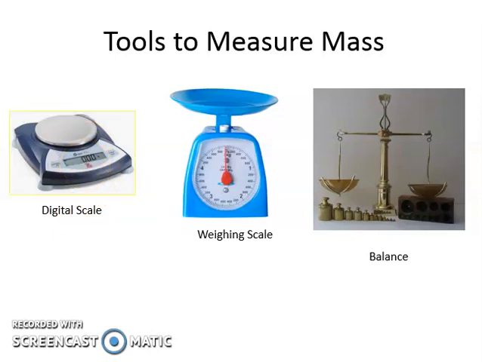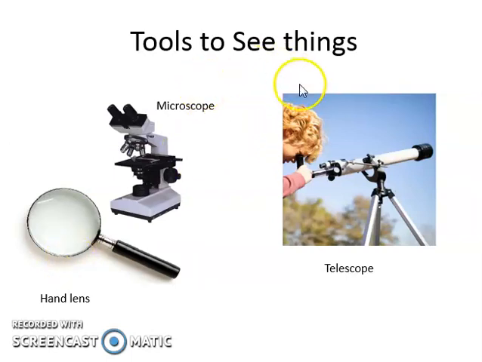Another group is tools to see things. Microscope, hand lens, and telescope. These tools help you to see smaller things. It makes them bigger. A telescope helps you to see far objects like the stars, the sun, and the planets.